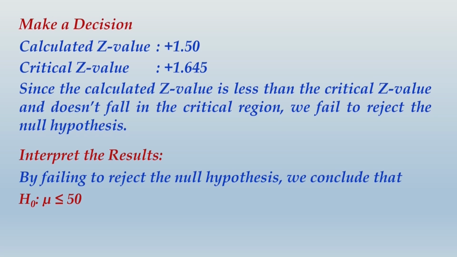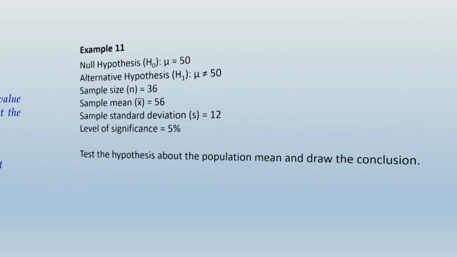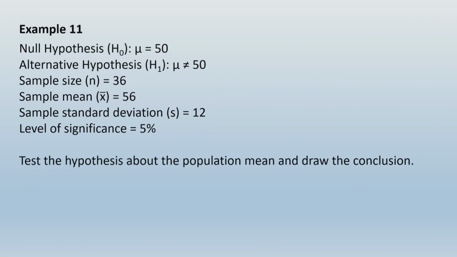Alright friends, I am sure you have completed writing the entire solution. Let us move on to the next example, that is example number 11. Now again in this example, you can see H0 and H1 have been given. But the moment you look at H1, it indicates mu not equal to 50.